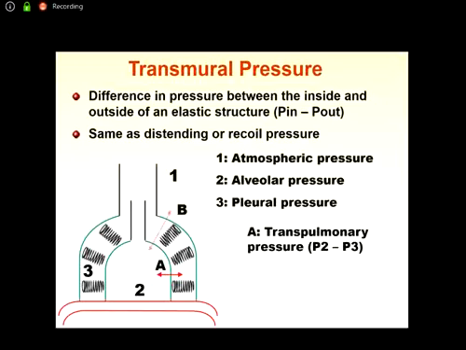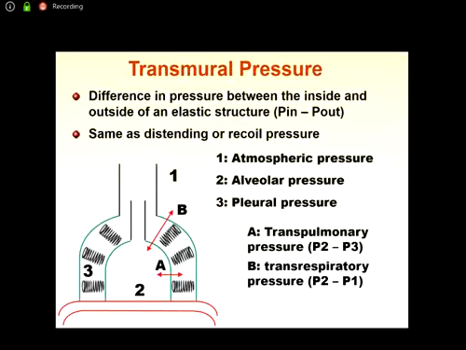The second transmural pressure is the transrespiratory pressure, which is the difference between the alveolar pressure and the atmospheric pressure. So the transrespiratory pressure is the gradient between the atmosphere and the alveoli, and is responsible for the actual flow of gas in and out of the alveoli during breathing.